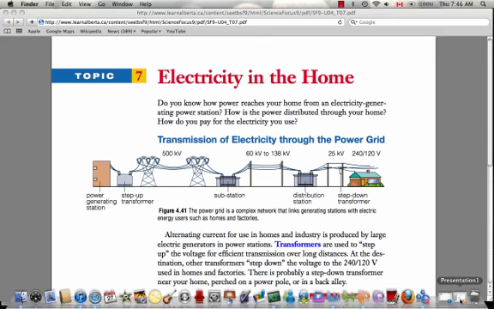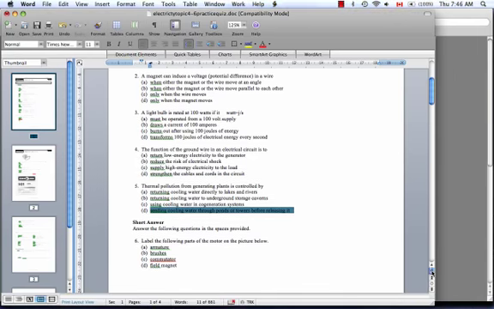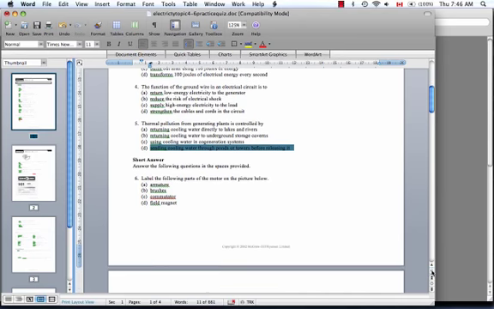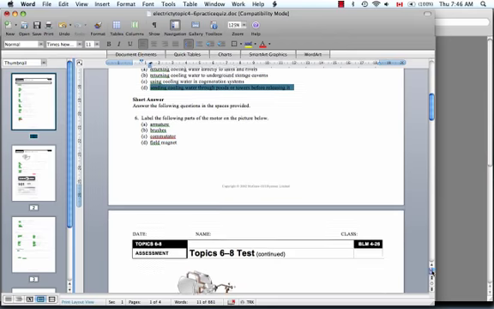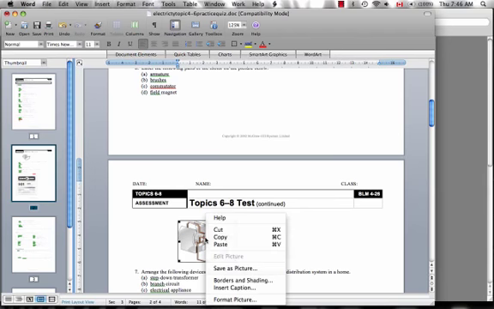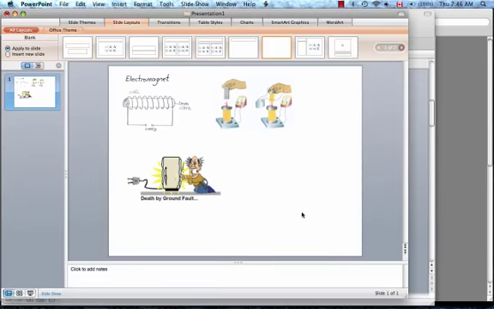So anyway, your book has a good picture of that. Let's go to our short answer question here. Label the following parts of an electric motor: armature, brushes, commutator, magnetic field. So we hook a power supply here. Maybe we'll copy this to my PowerPoint so I can draw on it. There it is. And let's draw on it.